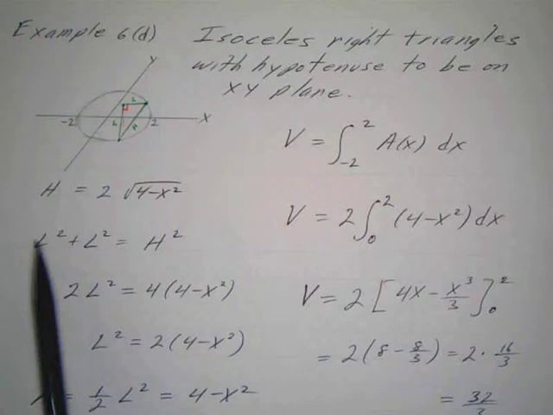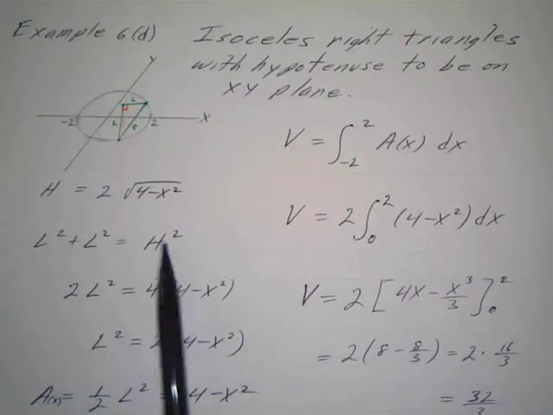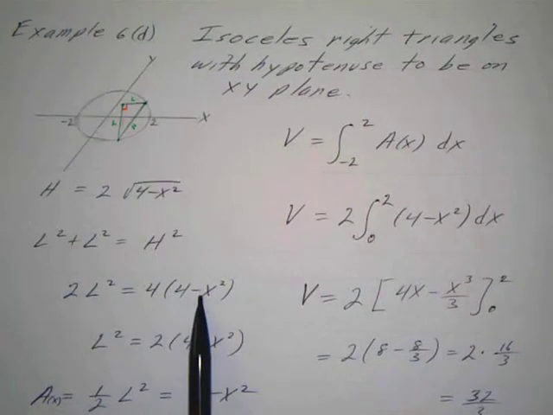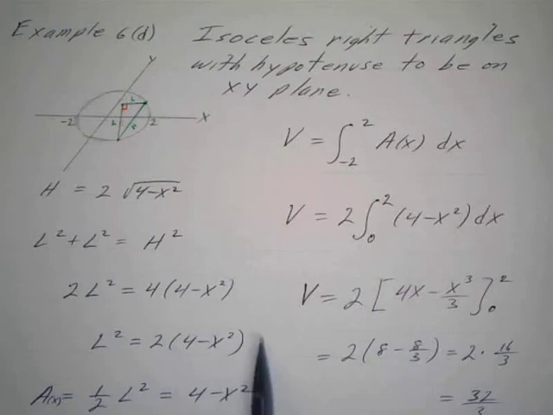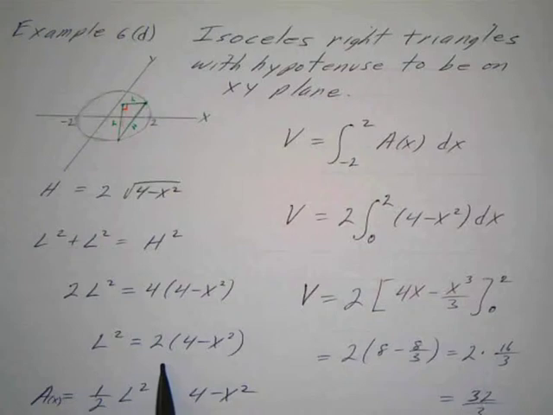And I know from the Pythagorean theorem that L squared plus L squared equals H squared. So 2L squared equals H squared, and H squared is just this squared, which would be 4 times 4 minus x squared. Then if I divide both sides by 2, I get L squared equals this. But remember, the area, A sub x, is the area of the triangle, which is 1/2 L squared. So if I take 1/2 of this, 1/2 of 2 is 1, so just that. So that's the area. It works out pretty nicely when you do it like this off on the side.